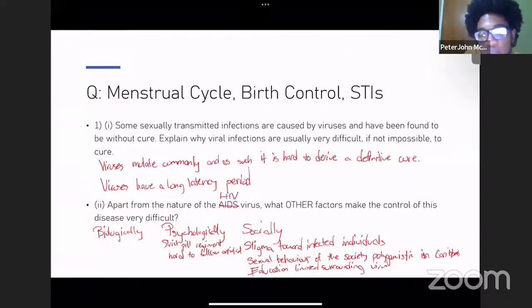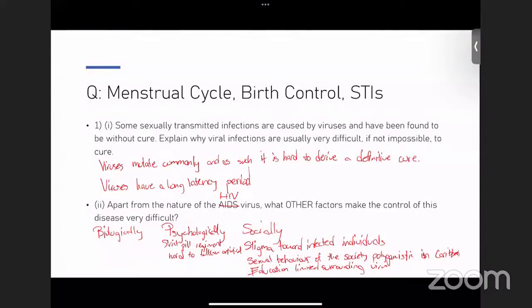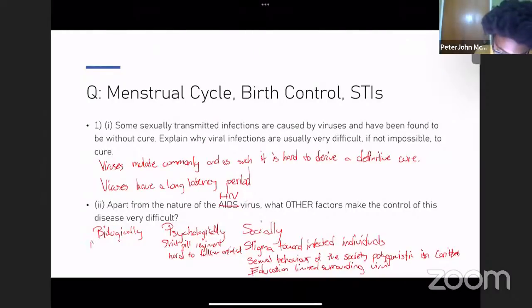So, biological, just give me some biological. Although it said apart from the nature, just give me some biological stuff. That's just the nature of the virus. How is it spread? Stuff like that. The latency, stuff like that. Let me see what you guys come up with. I think it attacks the immune system, and so it weakens its defense, basically. Attacks immune system. It's easy to succumb to.